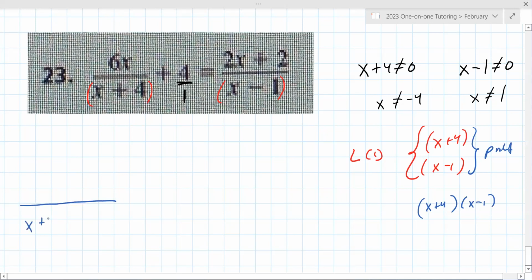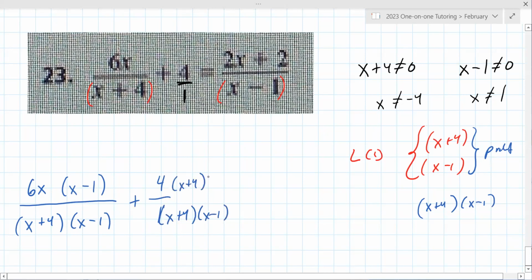So X plus 4, X minus 1, 6X. So hopefully by now you can see that you just show what's missing. X minus 1 plus 4. The 4 is missing everything, so you've got to multiply the top and bottom by everything. And then the last one there, it's just missing the X plus 4, so you have to multiply the top by X plus 4.